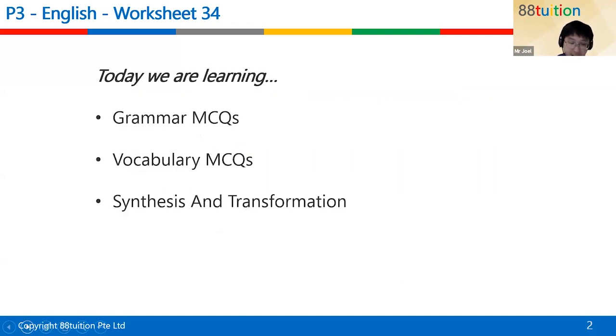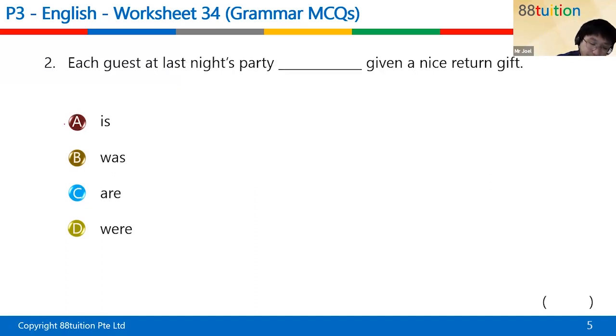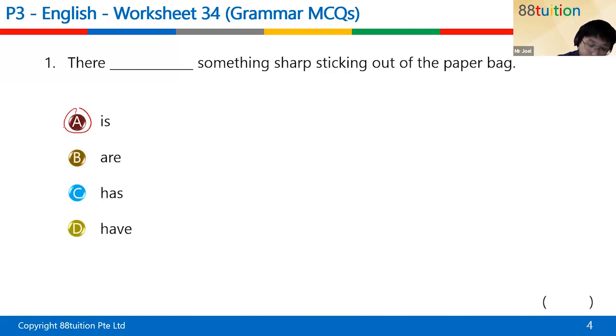With that said, let's start with grammar MCQ. For the first part over here, I see that all of you got it correct. There is something sharp sticking out of the paper bag. All of you picked A, and that's good. Now, can anyone explain to me why the answer is A?